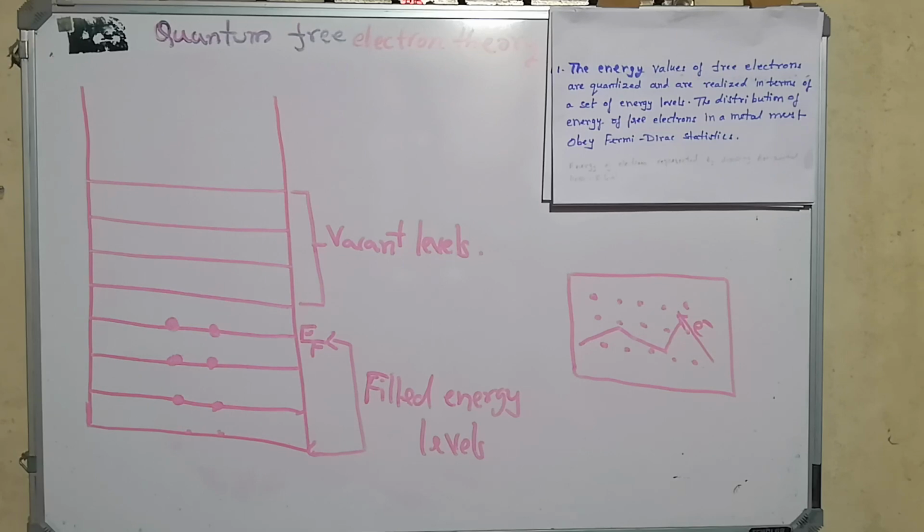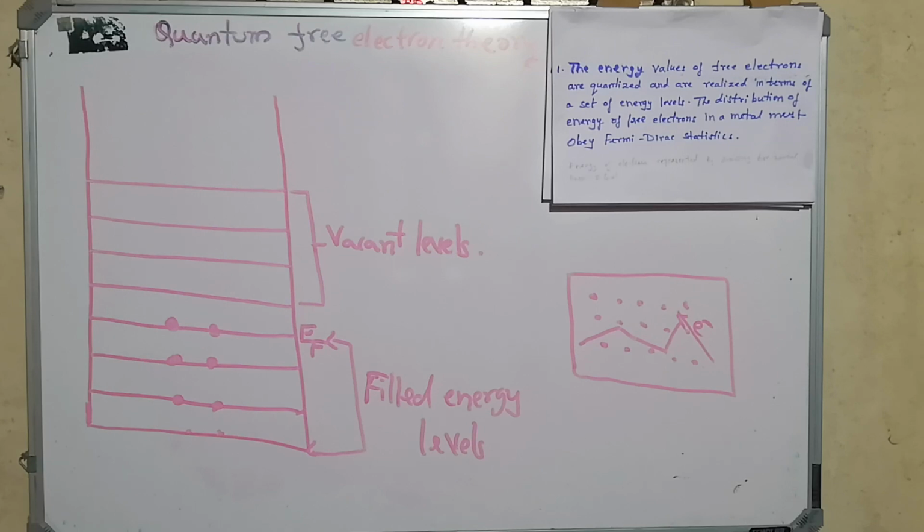See, in classical free electron theory, it is considered that all free electrons have the same kinetic energy and its value is 3/2 kT at a given temperature T. So, in order to overcome the drawbacks of classical free electron theory, in 1928, Sommerfeld developed a new theory. He included quantum mechanical concepts and Fermi-Dirac statistics to the free electrons in the metal. This theory is called quantum free electron theory or Sommerfeld model.